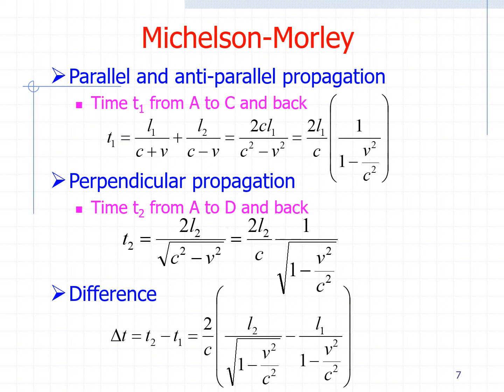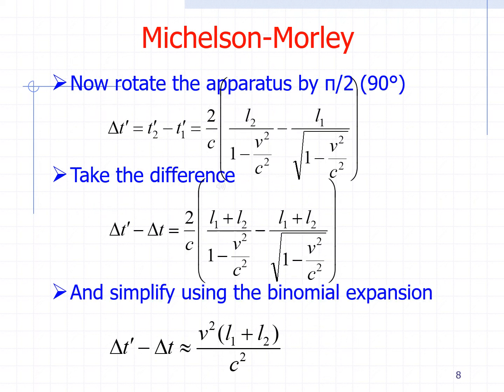Now next comes perpendicular propagation, that is from A to D. For this, what we have done is 2L2 divided by the square root of C squared minus V squared, and if we take C common from the denominator, this will be the final expression. And there is a time difference between these two kinds of propagation, so that difference can be evaluated by T2 minus T1. And this is the final expression for the time difference.